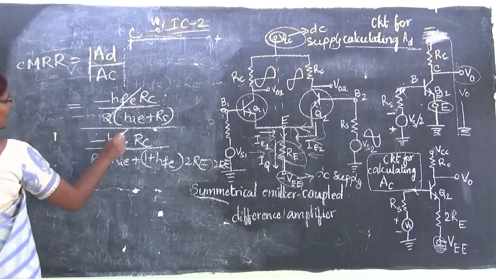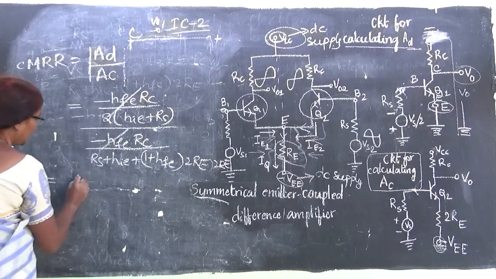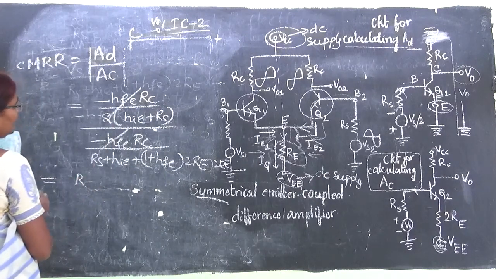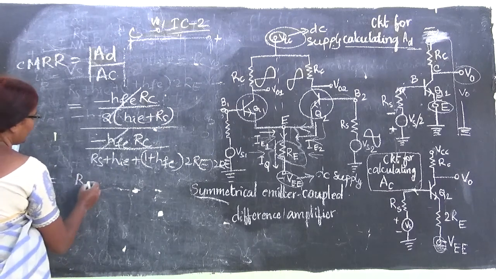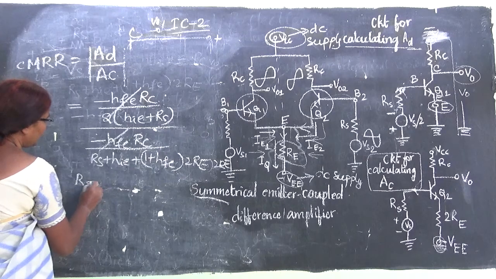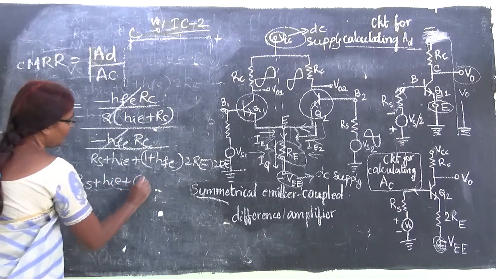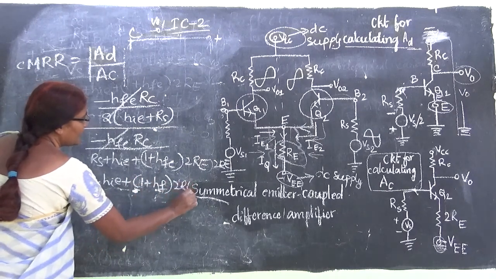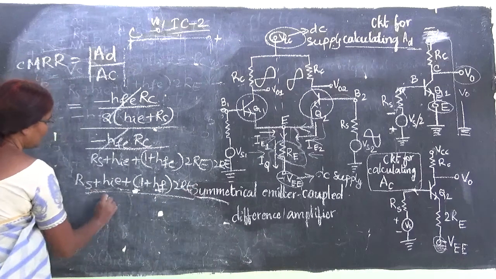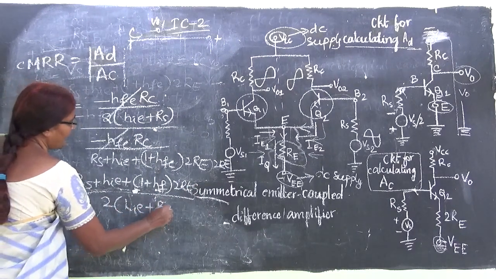Now these two terms will be cancelled out, and so this is my CMRR: Rs plus hie plus (1 plus hfe) into 2RE by 2 into (hie plus Rs).